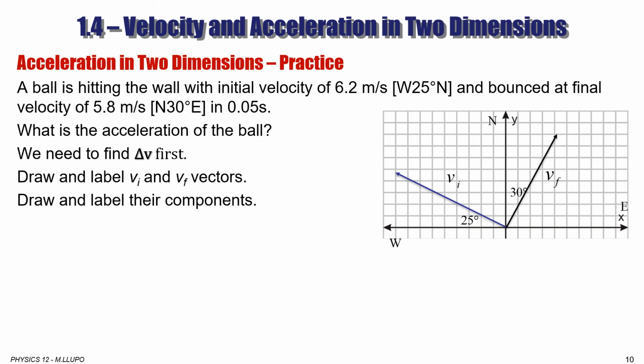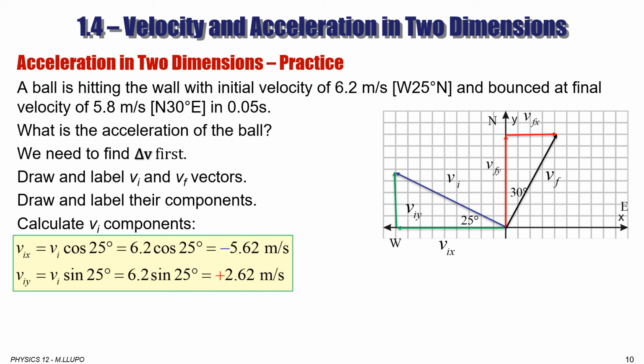It's a component method. So x and y component, label it. And x and y component for final velocity, and label it. It's very important to label those so you know what you're doing. And then you can calculate component method of v initial.